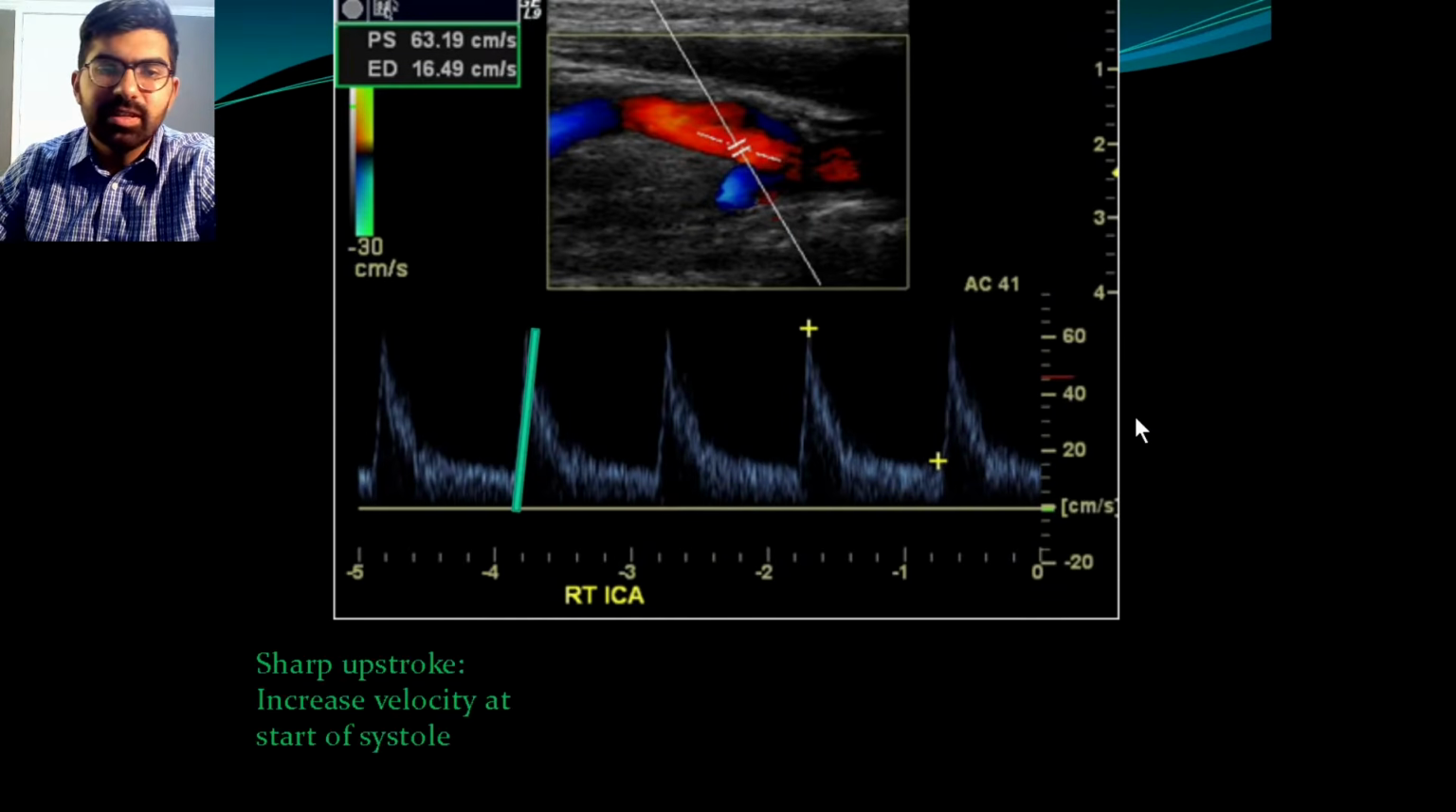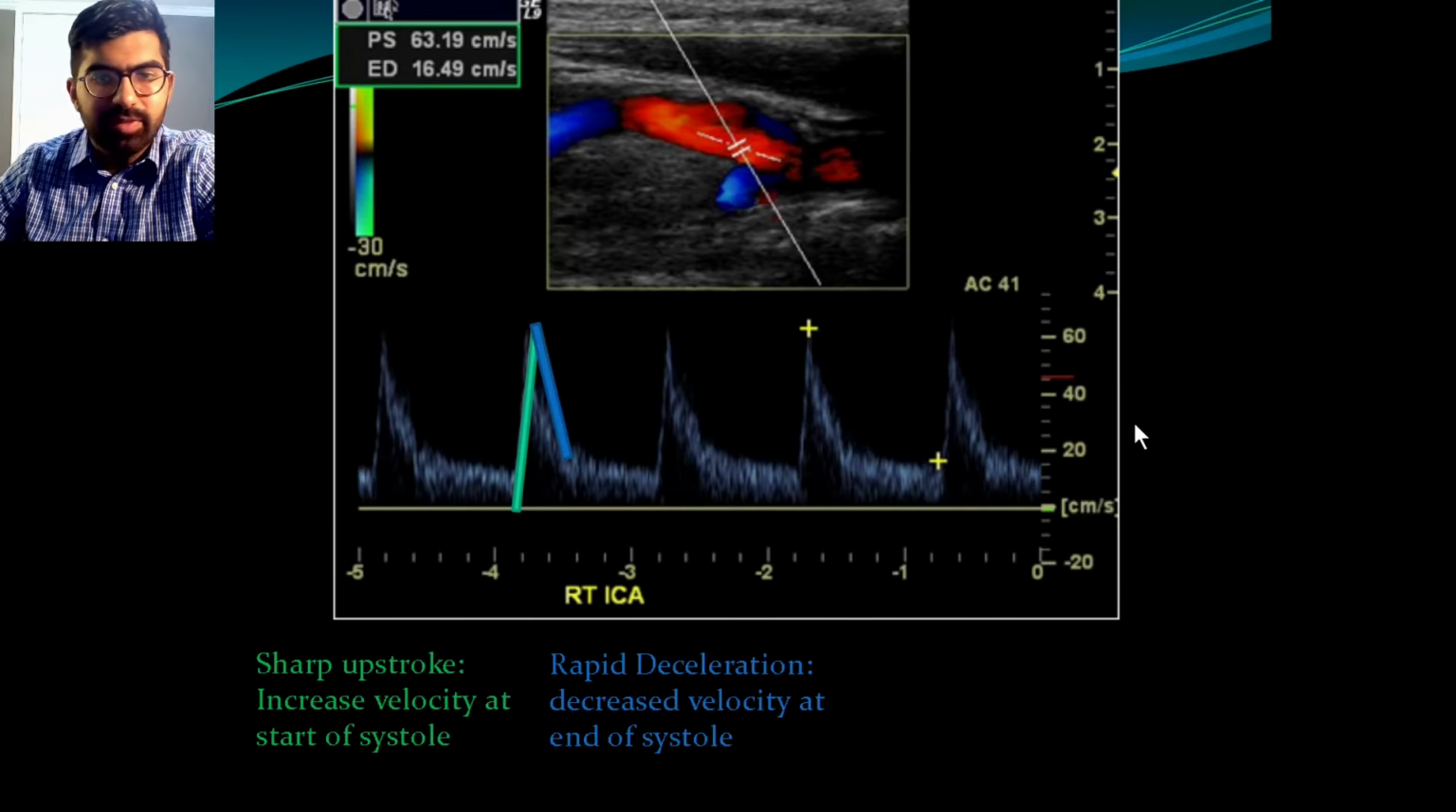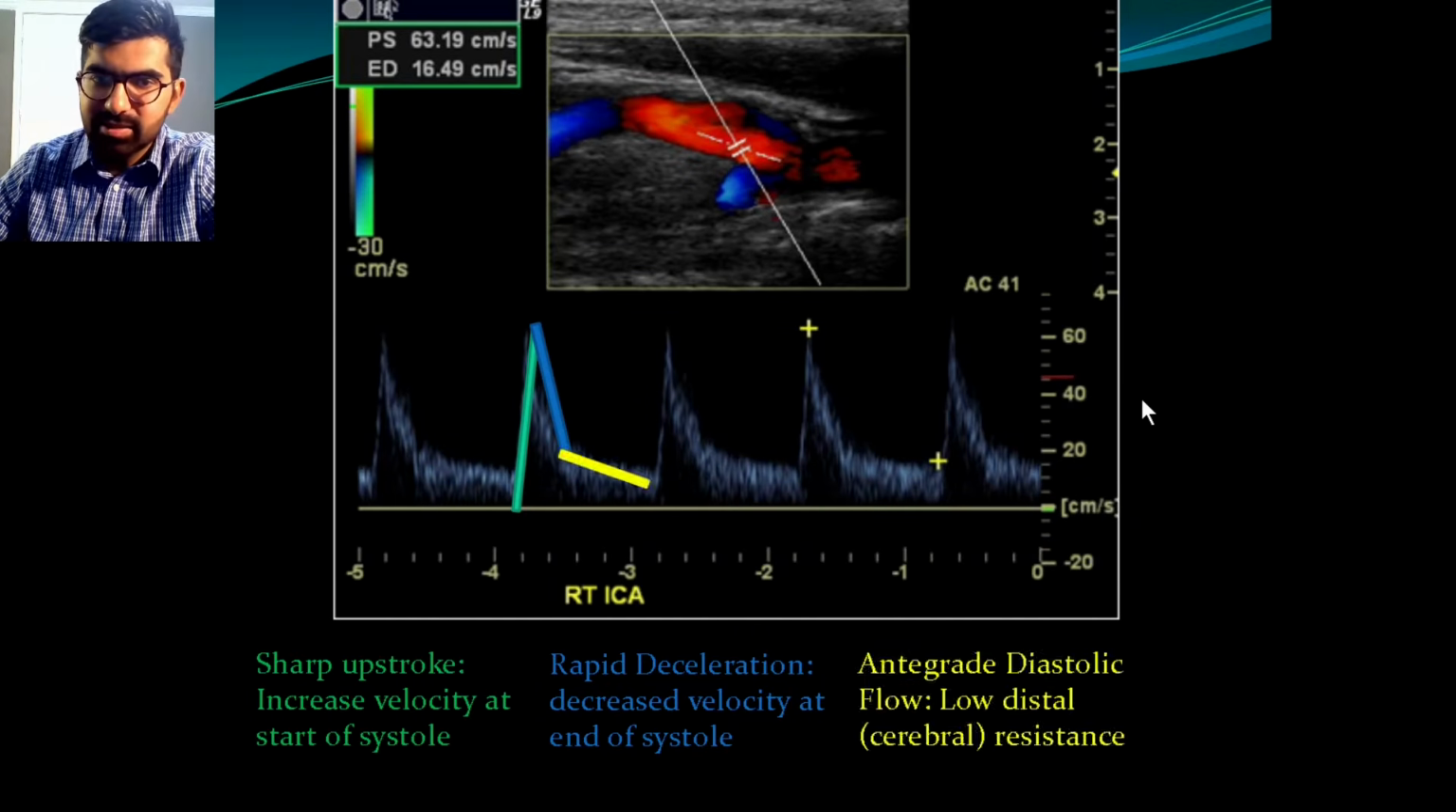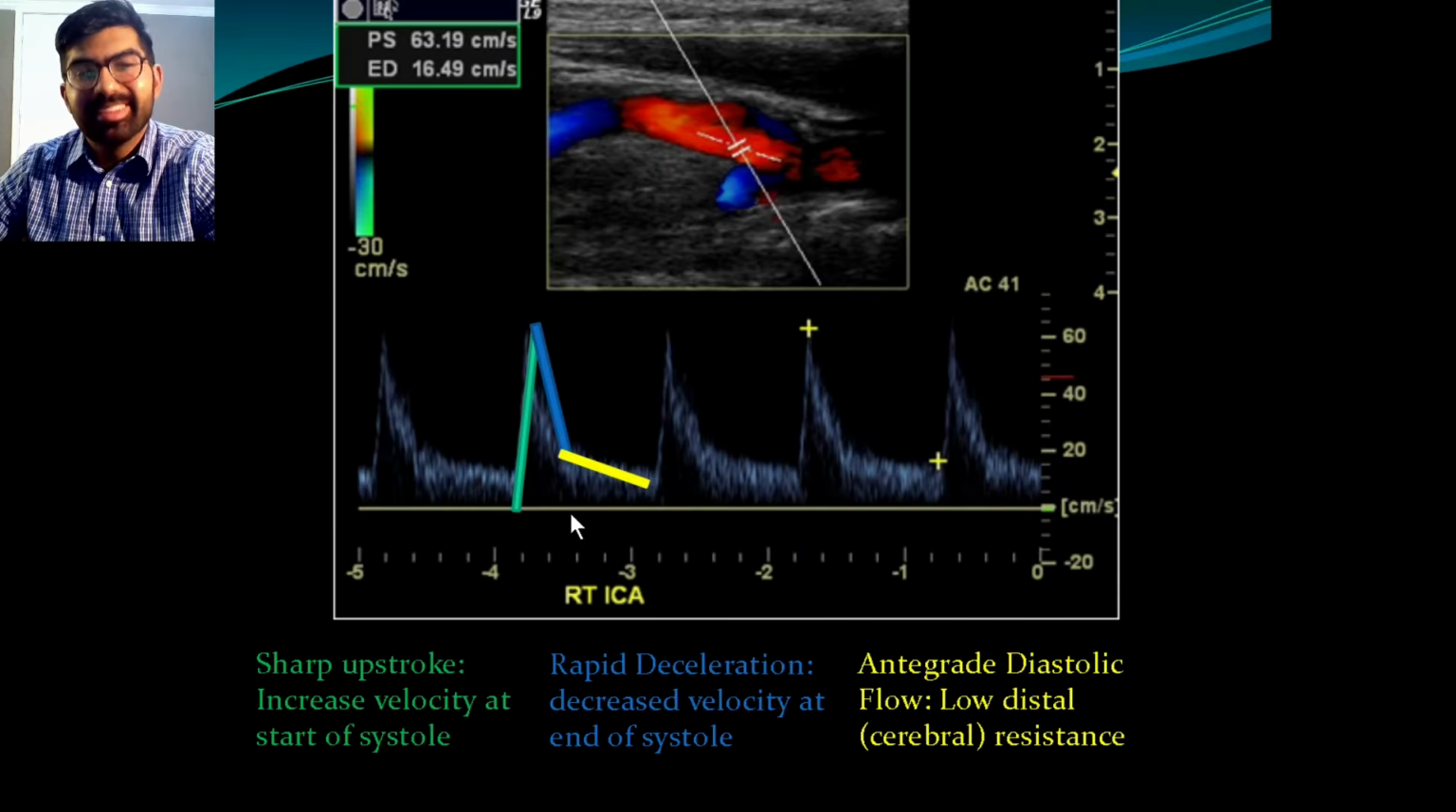So the first thing you notice is that there's a sharp upstroke, just like in peripheral physiology. This represents increased velocity at the start of systole. Very quickly, you have a rapid deceleration, decreased velocity at the end of systole. And then interestingly, with the ICA, and this makes sense, you have antegrade diastolic flow. And as we remember from peripheral physiology, this is a sign of lower distal resistance. And of course, the cerebral circulation is a very low resistance bed. So this makes sense. You want blood flow going to your brain at all points of the cardiac cycle. And again, this is a very easy representation of that simple concept.